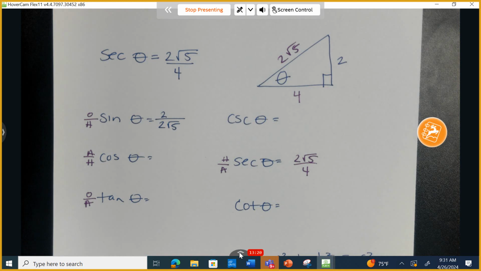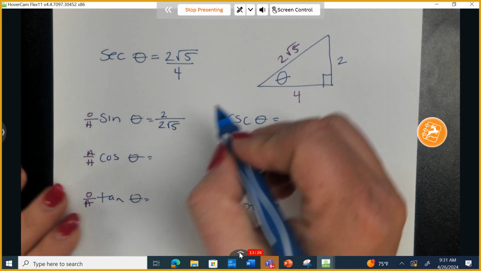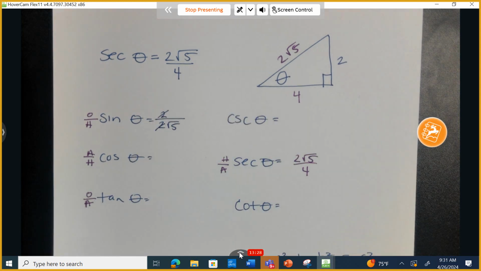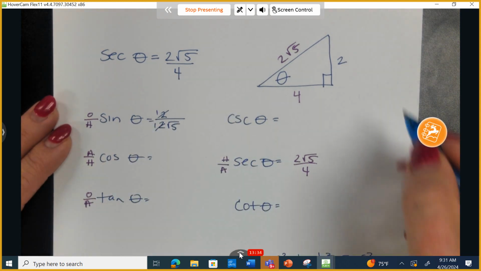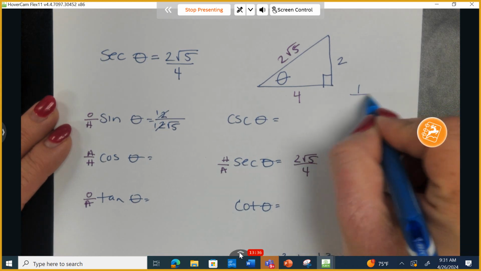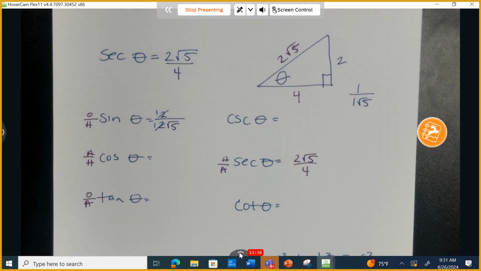What happens to the 2 on top and the 2 on the bottom? Do they disappear? No, they don't. What do they simplify to? When I tell you this over and over again, remember, they don't just cancel out. They simplify to 1s. So 1 over 1 square root of 5. Mathematically, that's not wrong.